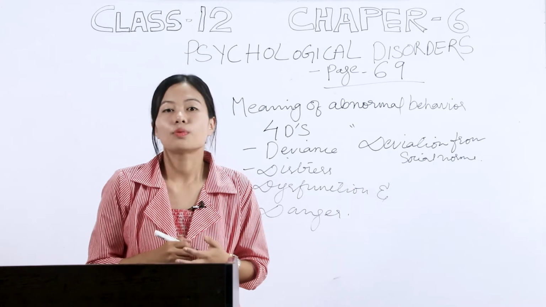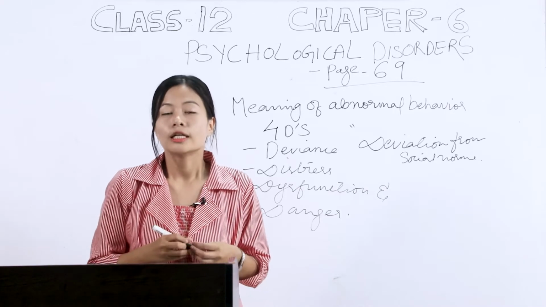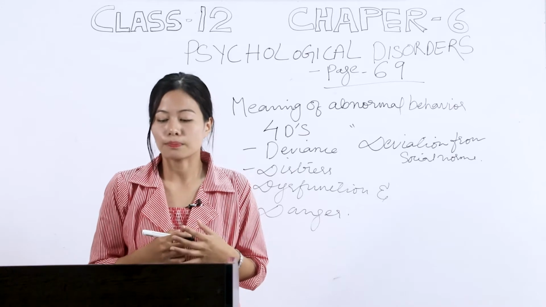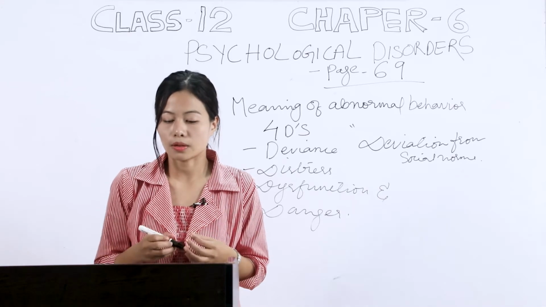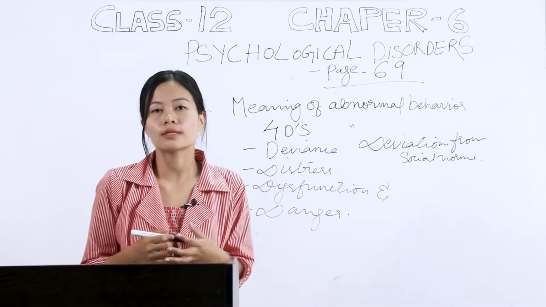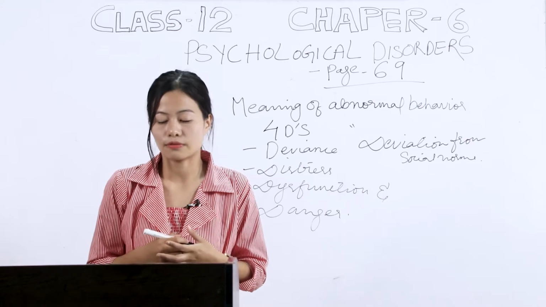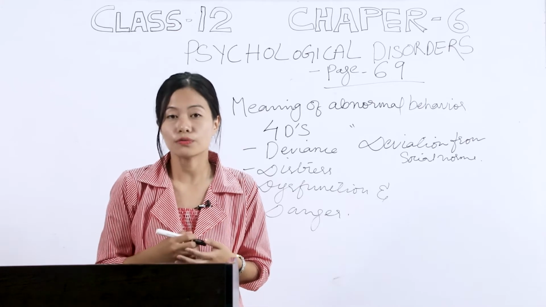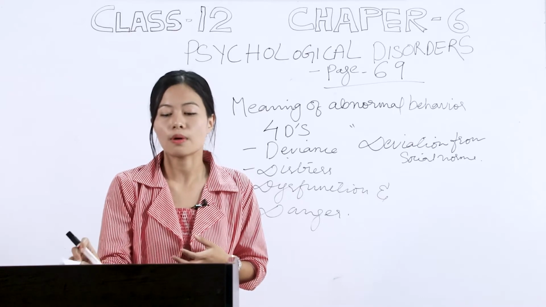Now, the second approach views abnormal behavior as maladaptive. Okay. Now, when we talk about abnormal behavior, we say a person is not just working for his growth and survival, but also for his fulfillment, for his self-actualization, which Maslow's theory talks about.